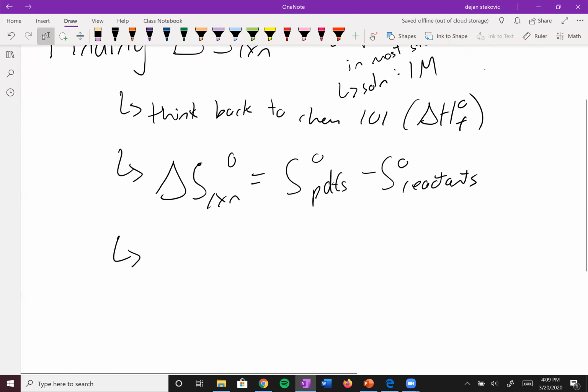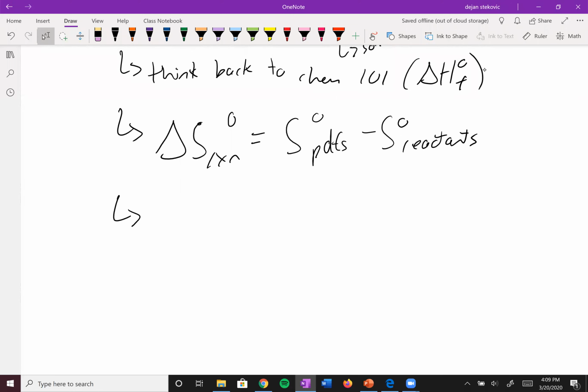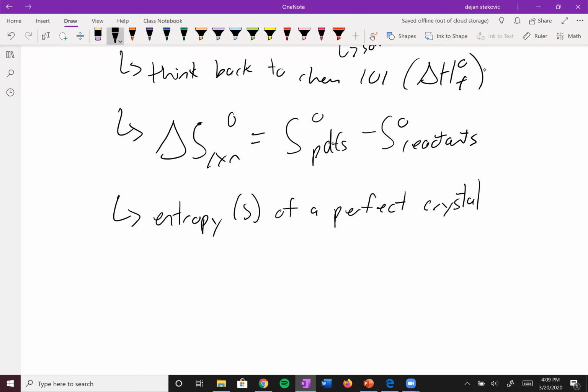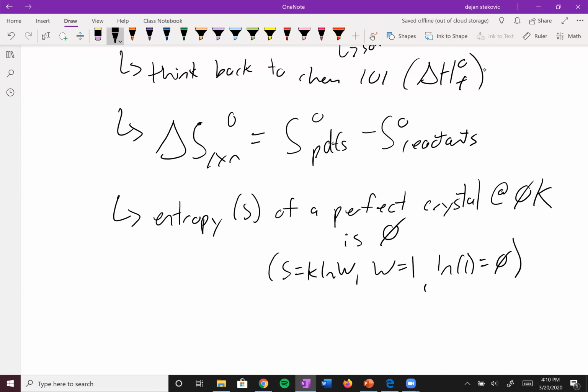So in order to think about what the entropy of a system is, we have to have something that's 0 entropy. So entropy S of a perfect crystal, right? So it's a solid, it's super organized at 0 Kelvin. So there's no temperature, there's no movement. There's only one way to organize that macro state. There's only one micro state, and so the entropy is 0 for a perfect crystal at 0 K. And you think back, S equals k ln W, where W is the number of microstates. If W equals 1, the natural log of 1 is 0. So the entropy is 0.